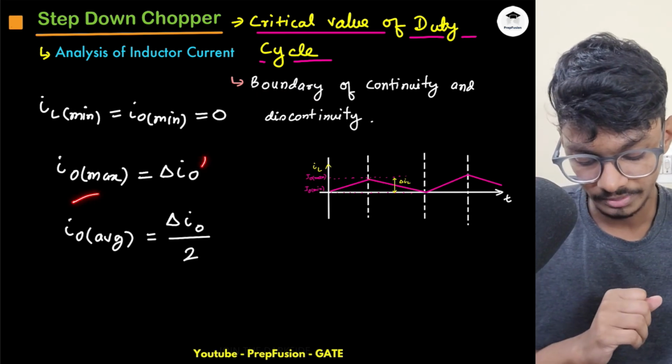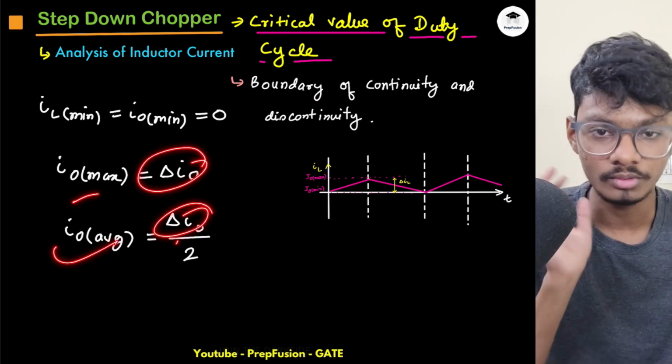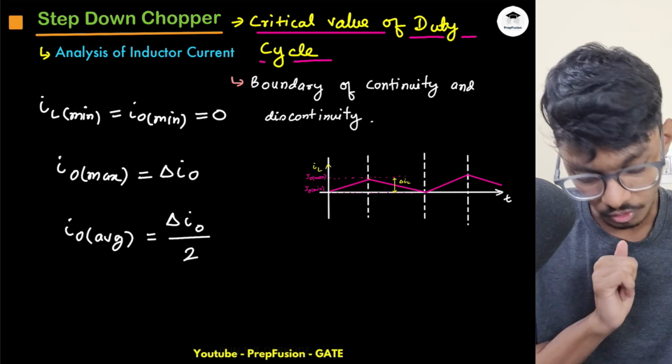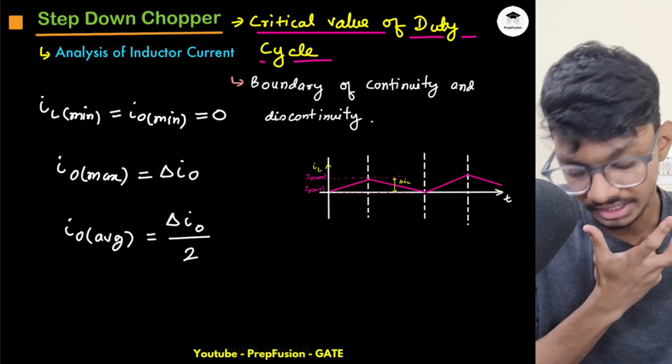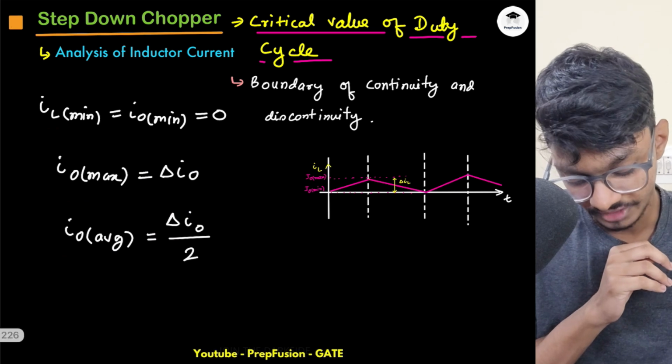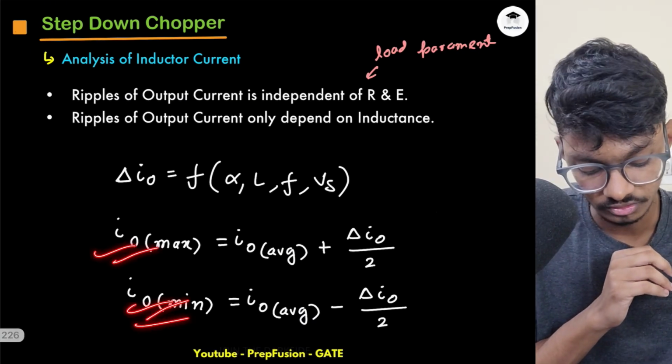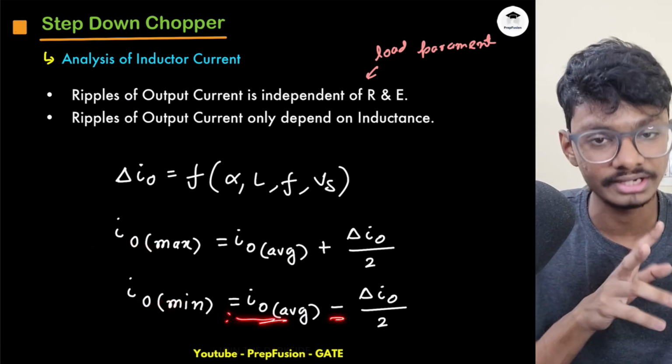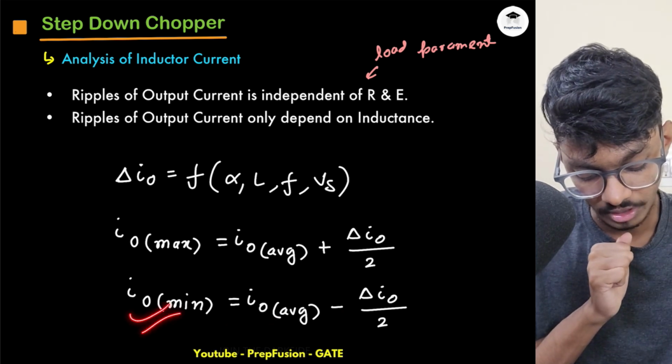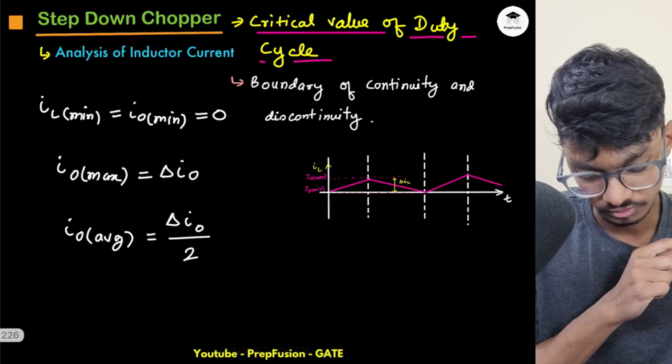So my IO max will be delta IO, and IO average will be delta IO divided by 2. Because my IL minimum has gone to 0, and IL minimum was equal to IO average minus delta IO by 2. So with this being 0, IO average will be delta IO by 2.